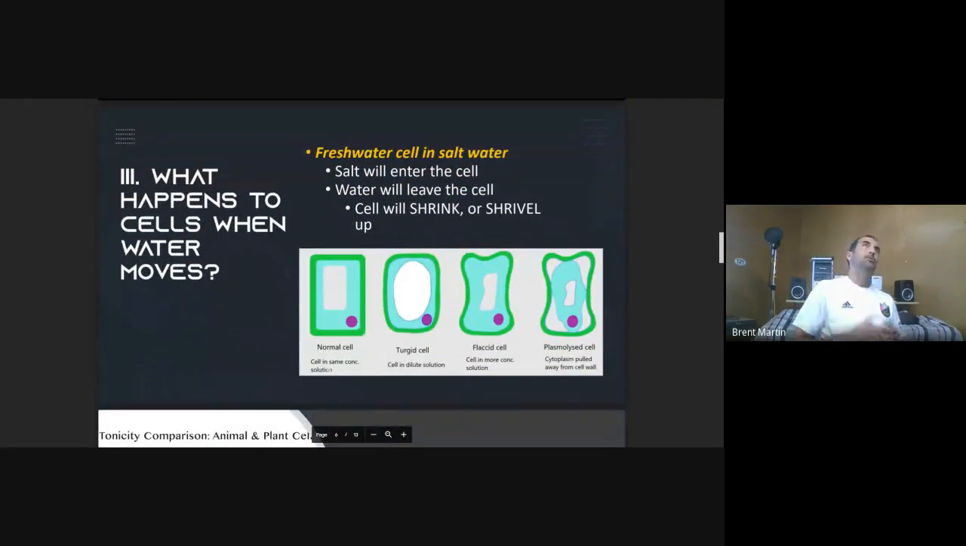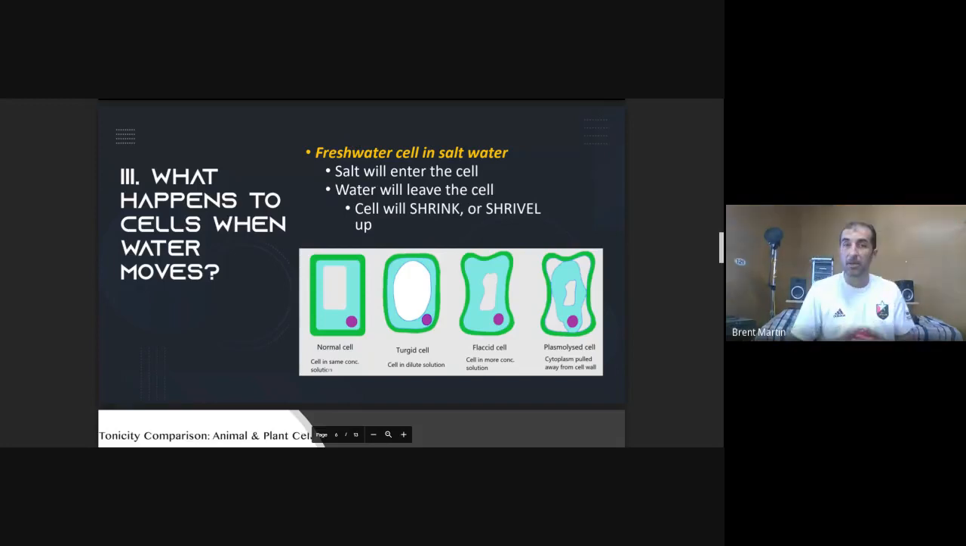So there are two situations that pop up that will cause water to move that you will see on the EOC, and you have to be able to tell what would happen with each one. Now, you've got putting freshwater something in salt water, and then putting saltwater something in fresh water, and then how will the cells react? Okay, I want you to imagine a bucket full of water and a water balloon full of water.